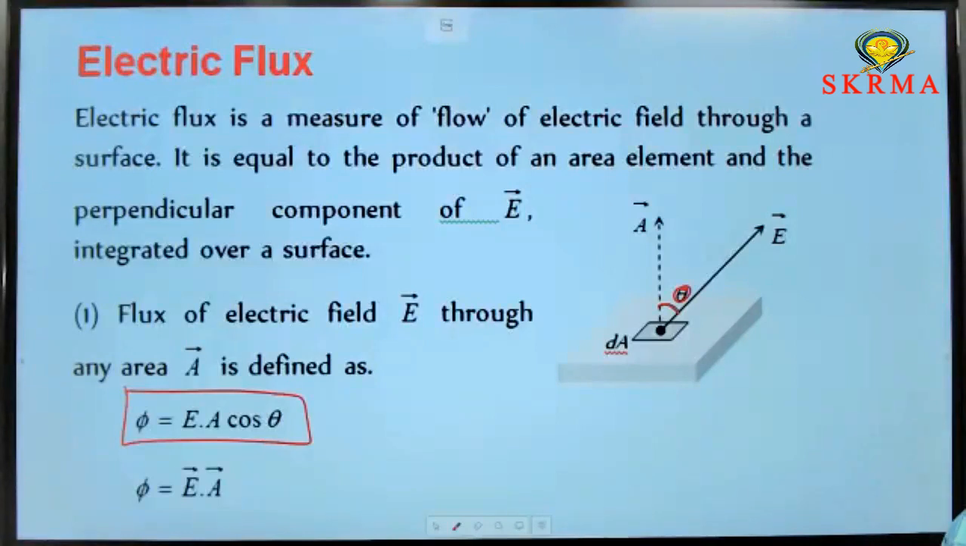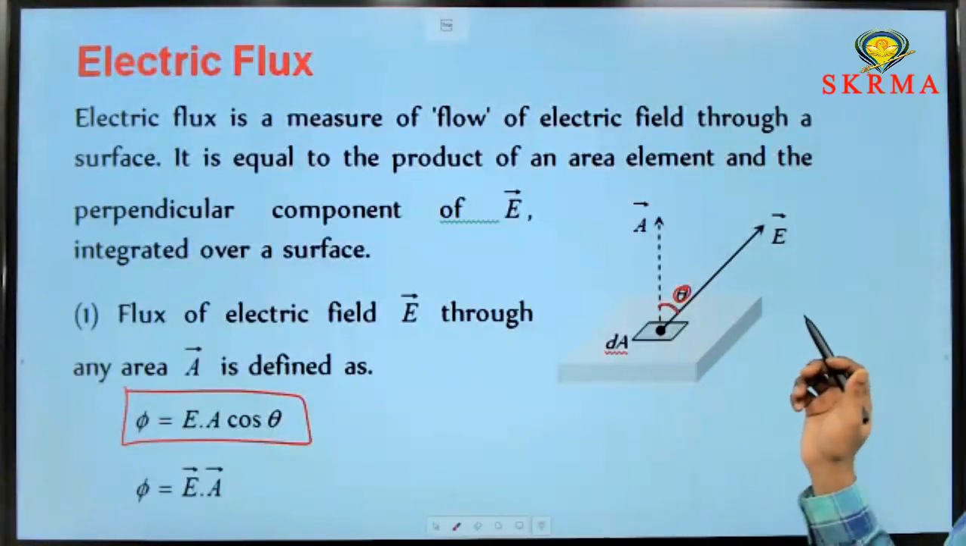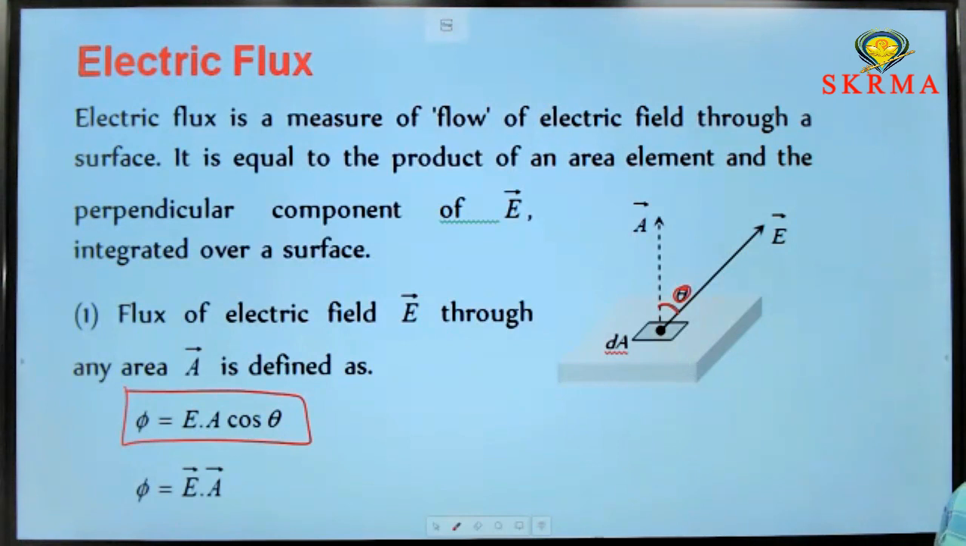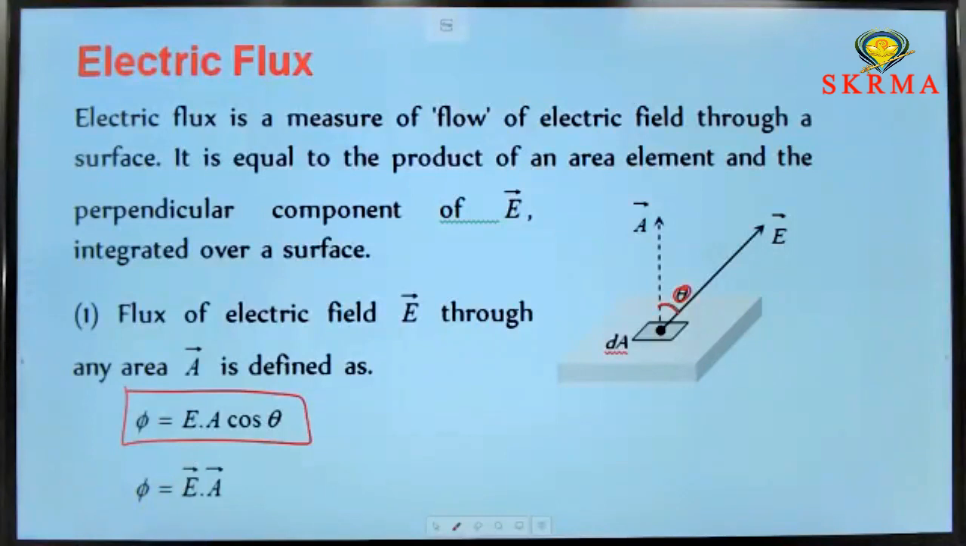Now, what is the direction of the area vector? The area vector should be perpendicular to the particular plane. Now, what is the flux equation? EA cos theta. Since cos theta is there, in vector notation we can write this equation as E bar dot A bar. So E is the electric field, A is the area vector, and here we need to write a dot product.